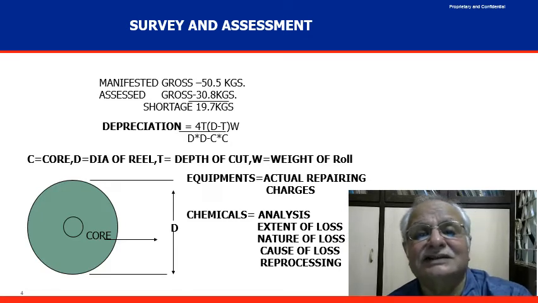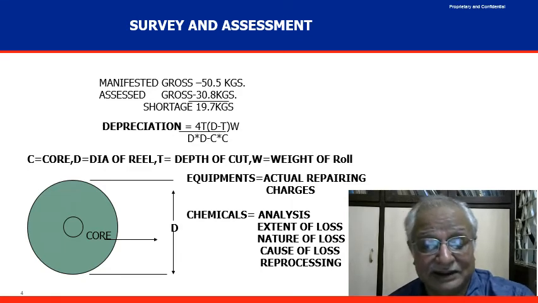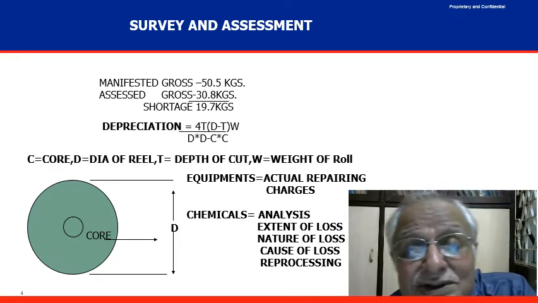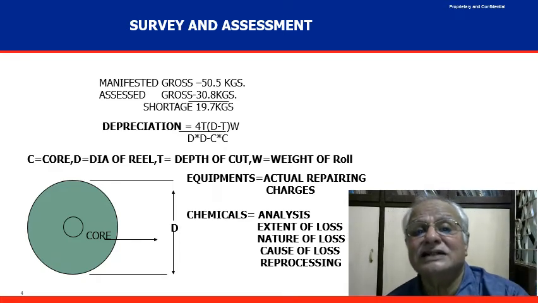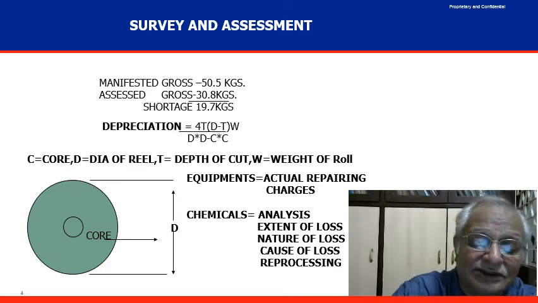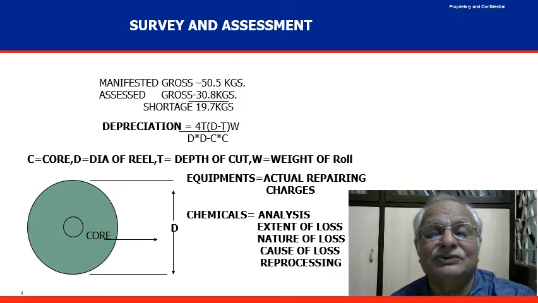Actually, the surveyor is measuring. He is trying to find out what the assessed gross is. And then say it is coming to 30.8 kilos. So the shortage is 19.7 kilos. Similarly, if it is coils, reels, newsprint reels.